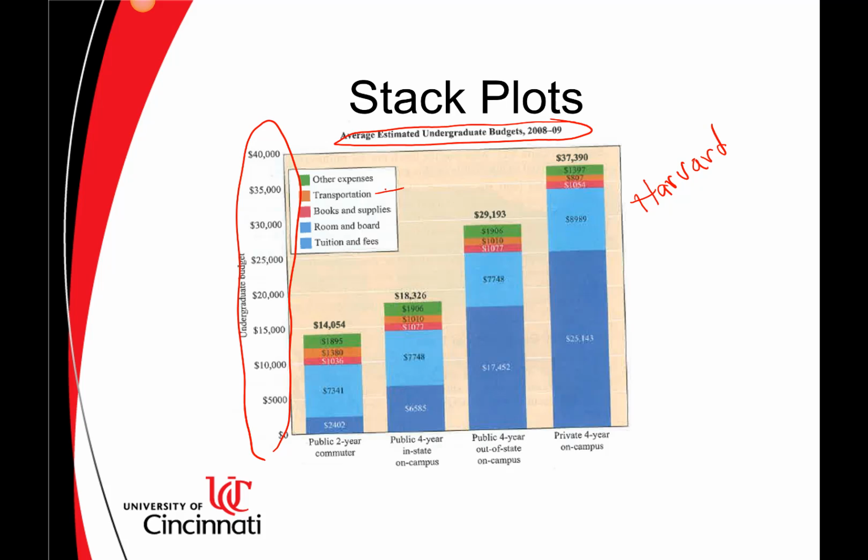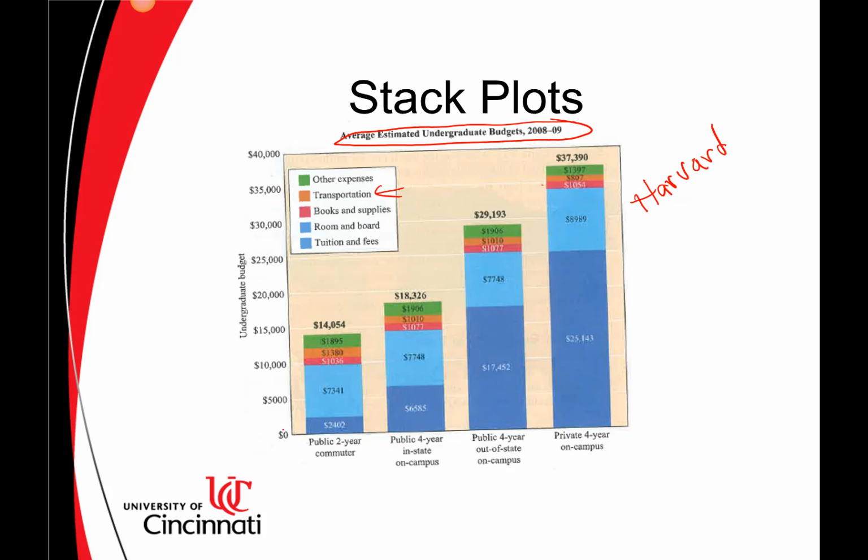The next thing, transportation. What do you notice about transportation in all 4 categories? Basically the same. Books. Books are going to be different, aren't they? Well, that's this little red thing. Books are within about 20-30 bucks of each other, regardless where you go.